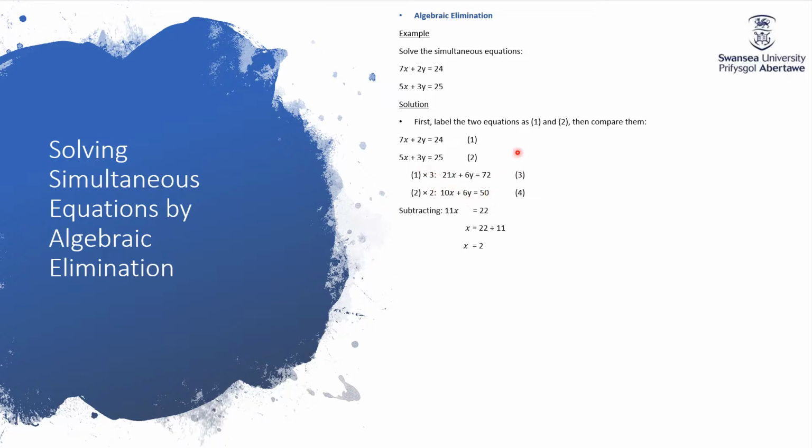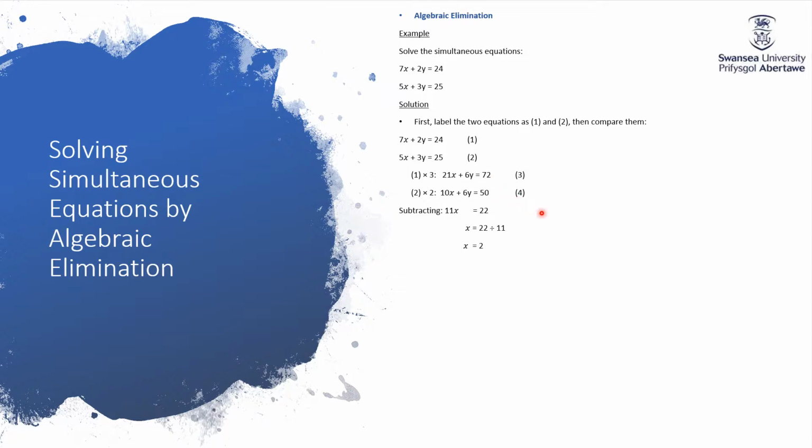Now I picked to do this because that was just the easiest way to get a similar number of x's or y's across the two. Equally, you could have times this equation by 7 and this equation by 5, and that would have given you the same number of x's, but the maths behind doing that was just slightly more complicated. So I found it easier to just times the first equation by 3 and the second equation by 2. Either is valid, however. Now, because the signs are the same, you subtract.